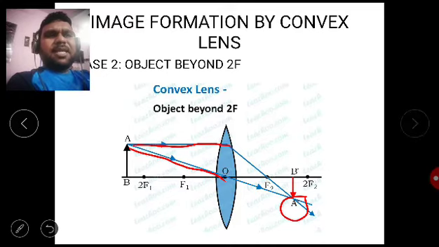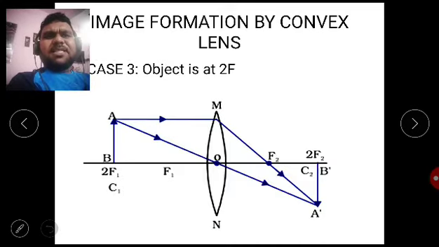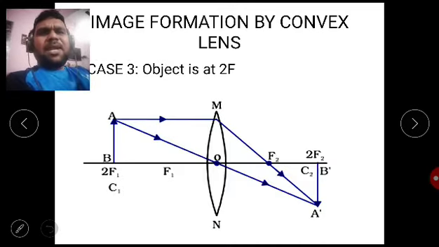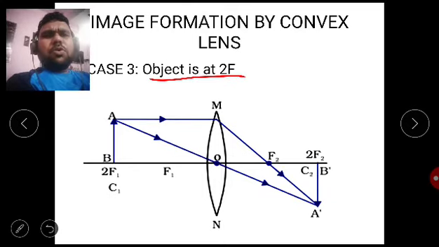Now we will move to the third case. When object is at 2f, we will write it 2f1. So when object is at 2f, then the image will be formed at 2f2. And what will be the size of the image? Image will be of the same size as the object. And how will the image be?